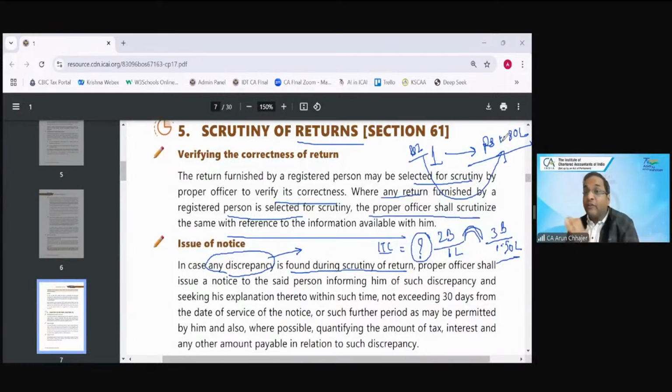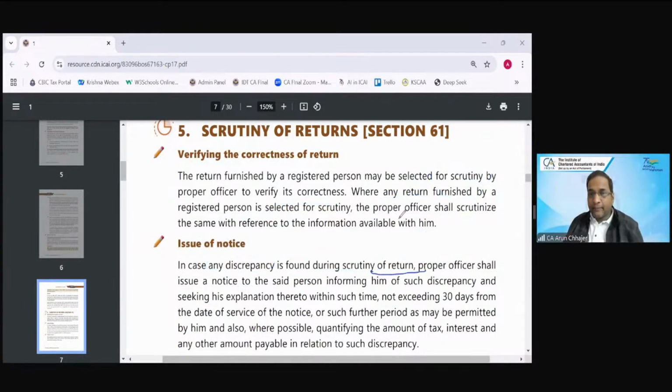Let's say you are furnishing the e-way bill and you are making the e-invoice also. Suppose e-invoicing was made for 2.5 lakh and you are reporting in GSTR 1 only 2 lakh. Why is there a discrepancy? So if the officer finds a discrepancy based on any particular, then he will issue the notice.